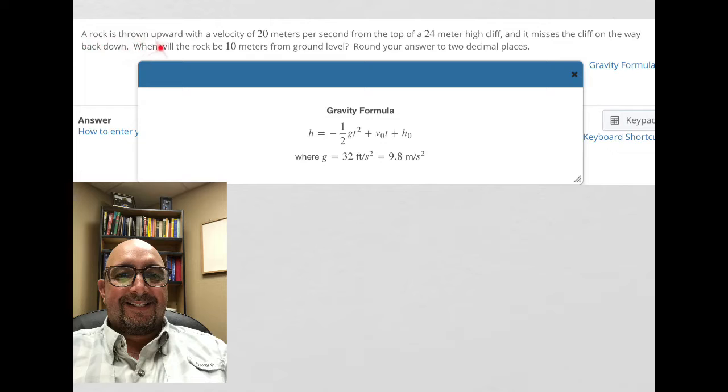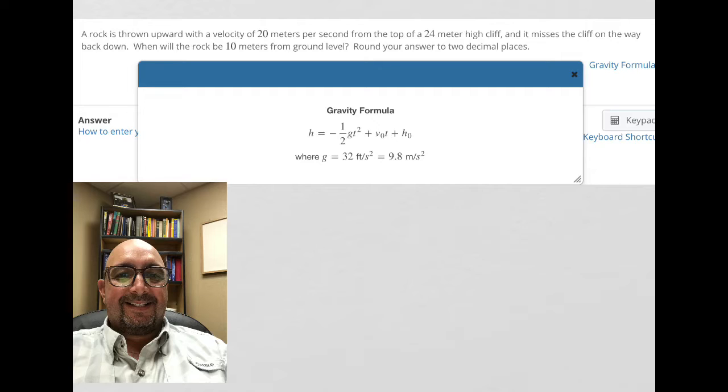A rock is thrown upward with a velocity of 20 meters per second from the top of a 24-meter high cliff, and it misses the cliff on the way back down. When will the rock be 10 meters from ground level? Round your answer to 2 decimal places.